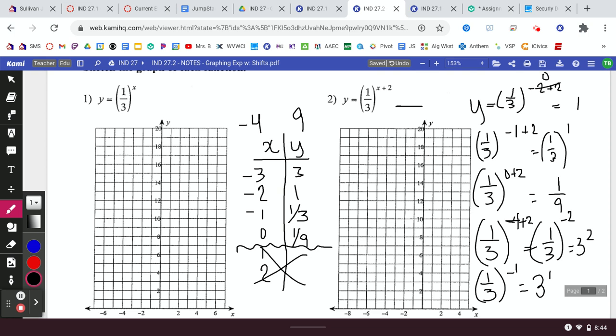All right, so at 0, you get 1/9. I'll graph these in red. Maybe they'll show up a little bit better. At 0, you get 1/9, so just barely on top of the line, right? Right at the 0. At negative 1, we get 1/3. Again, just kind of as best you can, barely over the line. At negative 2, 1. And then at negative 3, we got 3. And negative 4 gave us 9.